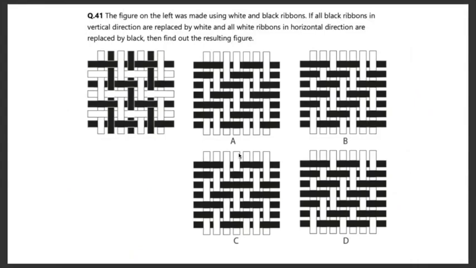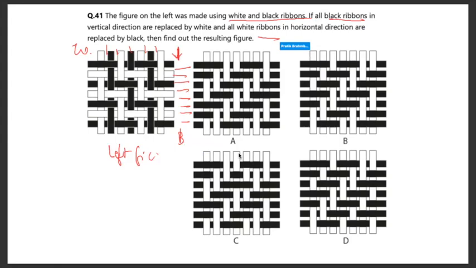Now, in this figure, here on the left figure, this is made up of using white and black ribbons. What is given is that for all the black ribbons in the vertical direction, all these ribbons, they are replaced with white ribbons, and all the ribbons in the horizontal directions are replaced with black ribbons. What would the resulting figure be?